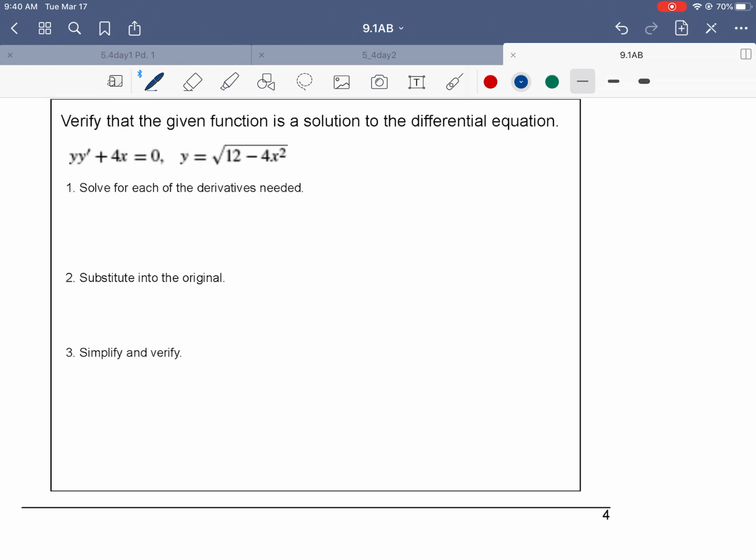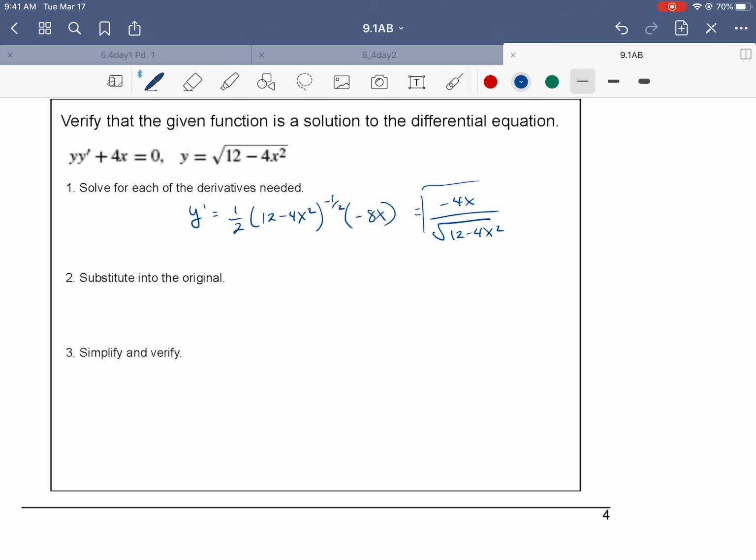So the first thing you're going to do is solve for each of the derivatives needed. If we look at the differential on the left-hand side, we need a y prime. So we take the right equation and we differentiate it so that we get our y prime. So y prime is equal to 1/2, this is chain rule, (12 minus 4x squared) to the negative 1/2 power, multiplied by the inner prime of negative 8x. I can simplify this and write it as negative 4x divided by the square root of 12 minus 4x squared.